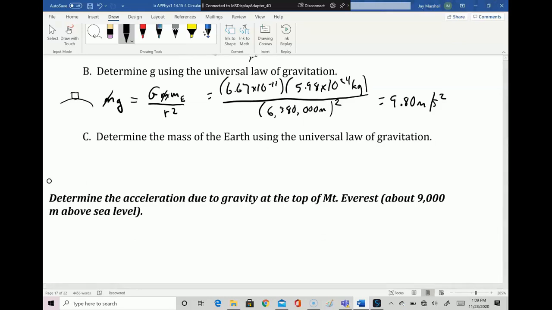Now, determine the mass using the universal law of gravitation. If the universal law of gravitation is correct, I should be able to figure out what the mass of the Earth is too, right? Once Newton had this, they could figure out what the mass of the Earth is. Can you imagine if somebody came along in 1680 and said, hey, I can tell you what the mass of the Earth is? They'd think you were nuts, wouldn't they?